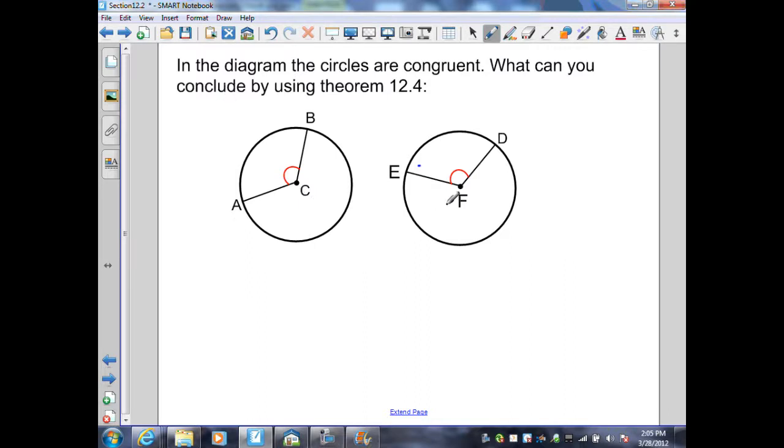Here I have circle C congruent to circle F. Central angles in each, ACB and EFD, are known to be congruent. Therefore, I know that the endpoints of those central angles can generate chords. And since the central angles are congruent, the chords are congruent. Therefore, AB is congruent to ED. And we know those segments are chords of those circles. We know that congruent chords from Theorem 12.4 generate congruent intercepted arcs. Therefore, arc AB is congruent to arc ED.